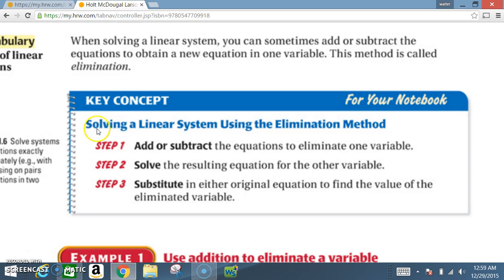Key concept: solving a linear system using the elimination method. Step 1. Add or subtract the equations to eliminate one variable. Step 2. Solve the resulting equation for the other variable. Step 3. Substitute in either original equation to find the value of the eliminated variable.